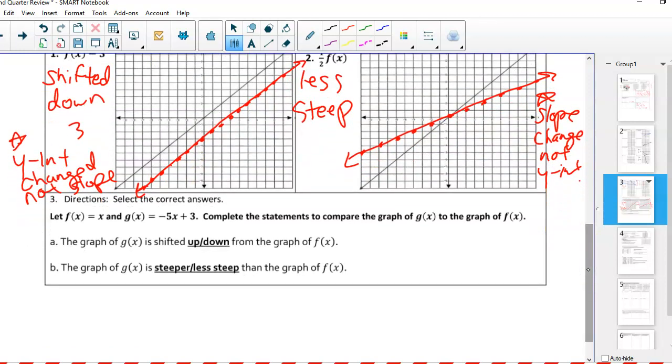Right? If we're looking at number 3 and we are comparing these two functions, f of x equals x and g of x equals this new function, anytime it says f of x equals x, that's your original. Was our new function shifted up or shifted down from the original? Shifted up. How do we know it's shifted up? Because of that positive 3. Remember, anytime it says shifted up, that's your y-intercept. You're looking at what changed.